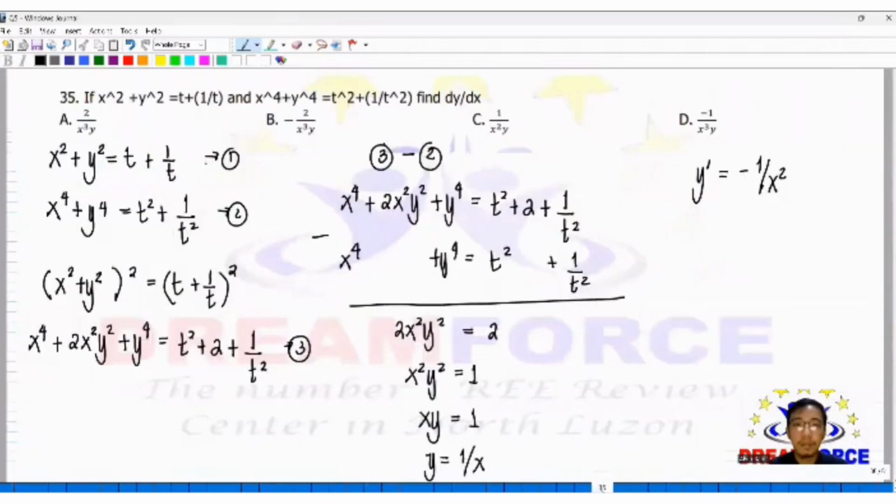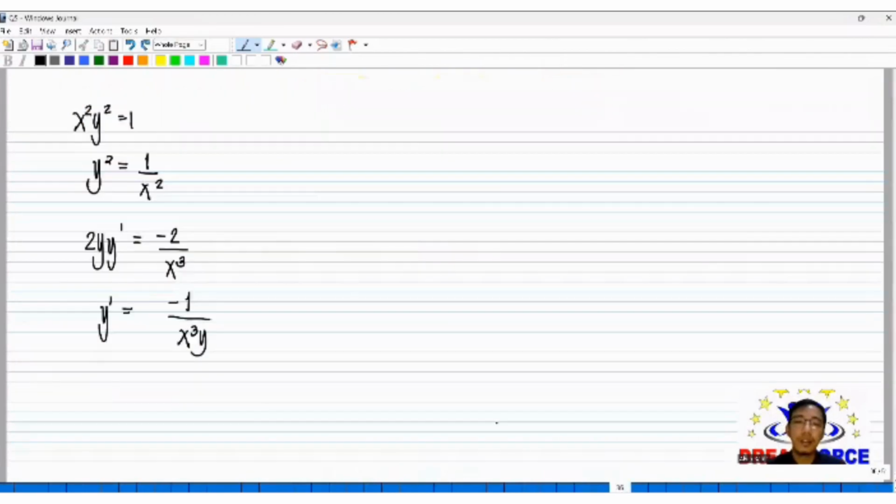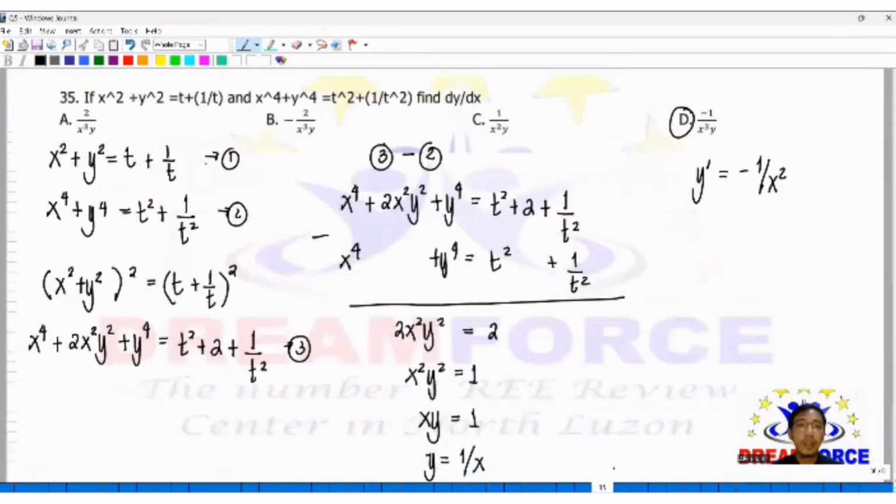Check natin. And meron. So, the answer here is letter... Pwede ito yung sagot kung in terms of x lang siya. Pero since in terms of x and y yung sagot, eto yung magiging final answer. Okay, page 1 and page 2.